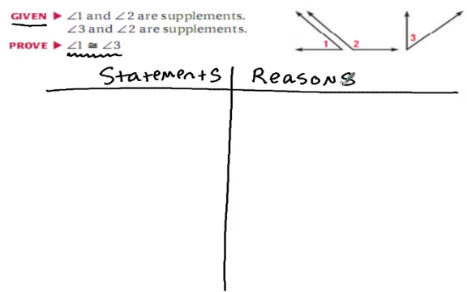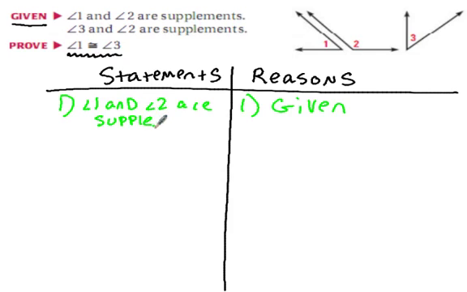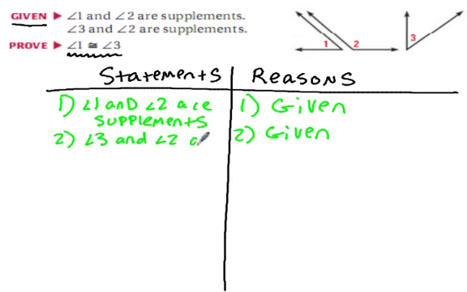So number 1 is going to be, what is it? Number 1's always the given. So we're going to start with the given. We're going to repeat: angle 1 and angle 2 are supplements. And the second part is the second given. We know that angle 3 and angle 2 are also supplements.